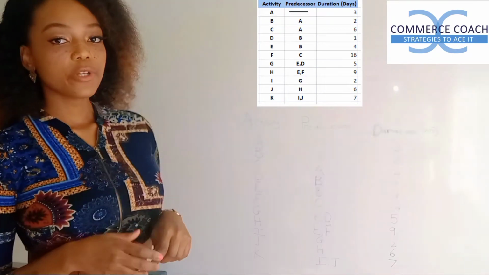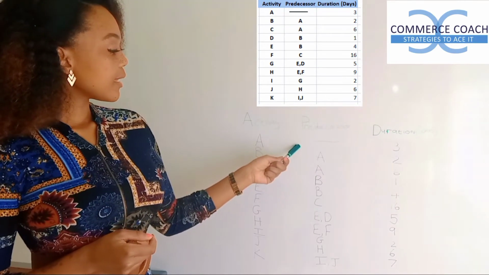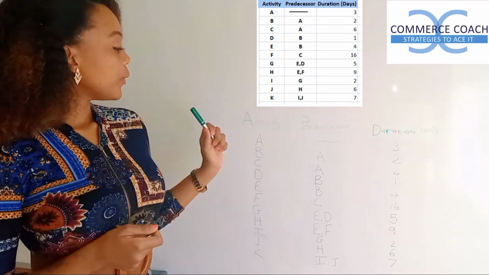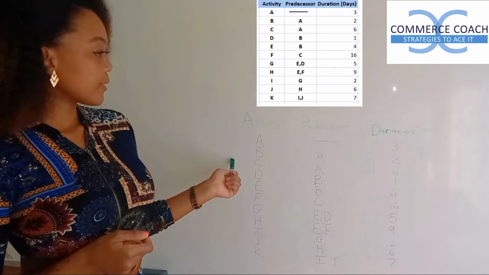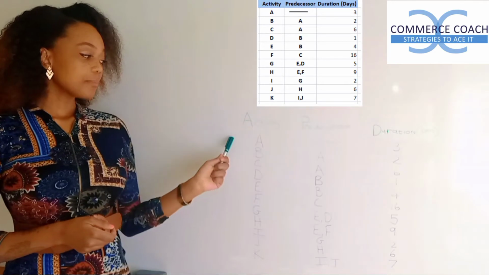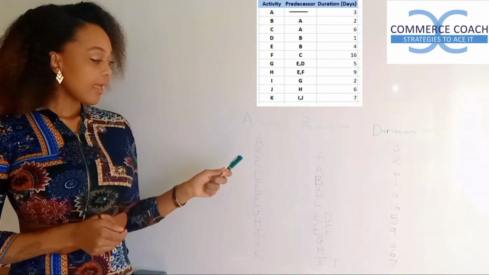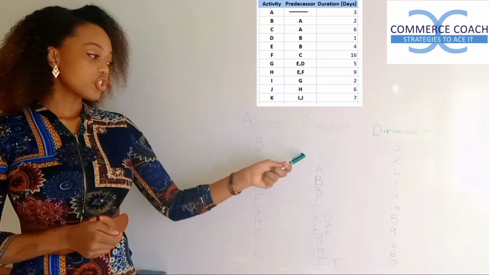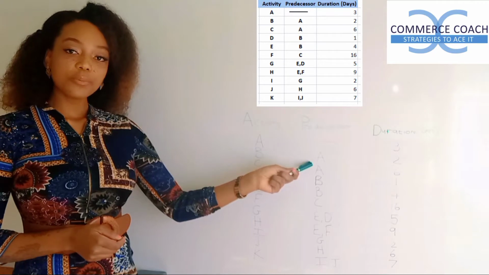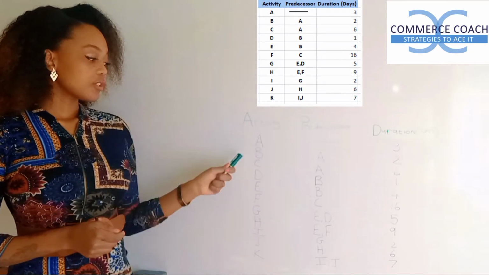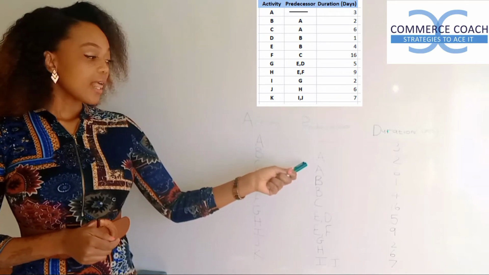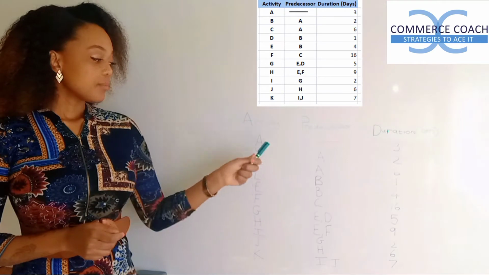I'm sure some of you are wondering, what is the predecessor? The predecessor is the activities that are supposed to be completed before we can get started or move on to the next activity. As you can see, activity A has no predecessor. That means that A is our starting point, and activity B and C share the same predecessor, which is A. That means once we are complete with activity A, we can get started with activity B and C. And since they share the same predecessor, that means they can be started simultaneously.